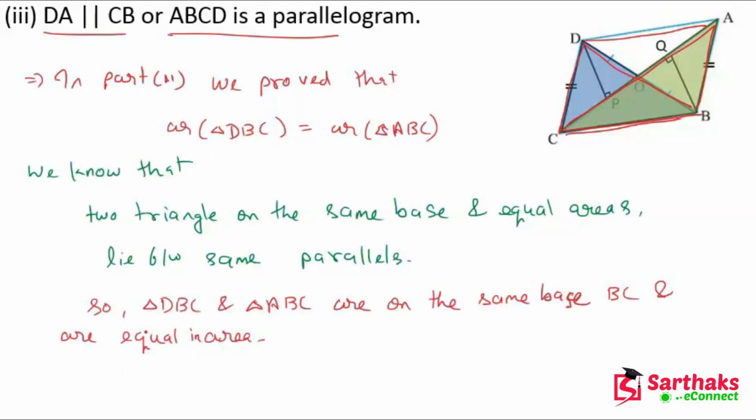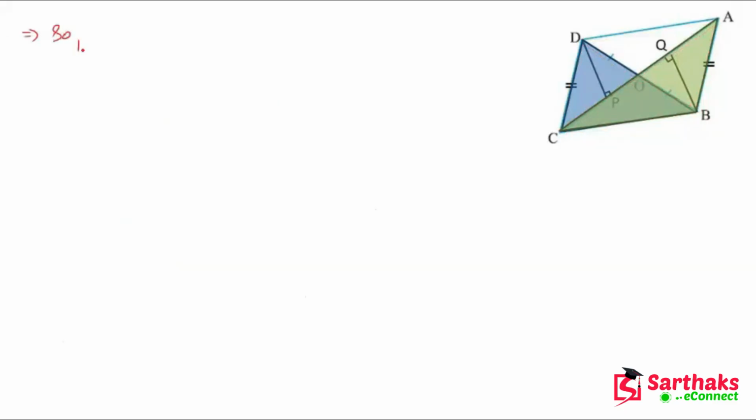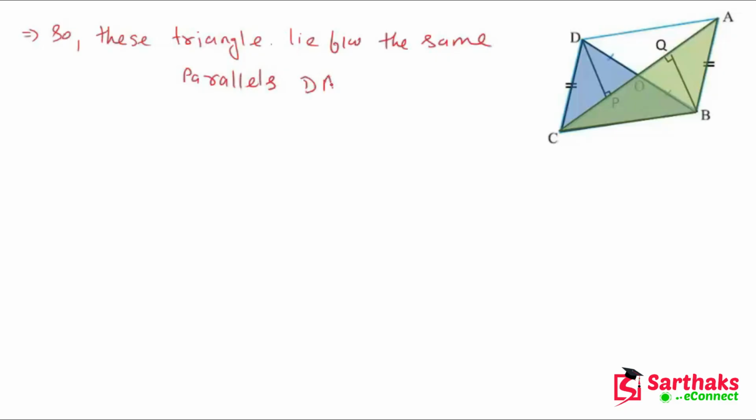Okay, so yes, we can say that these triangles lie between the same parallels, which is DA and CB. So we can say DA is parallel to CB. Okay, I hope you understand these things, my dear friends. So here DA is parallel to CB.